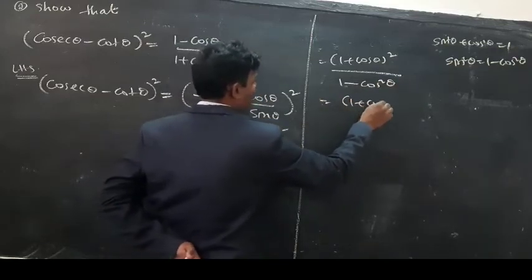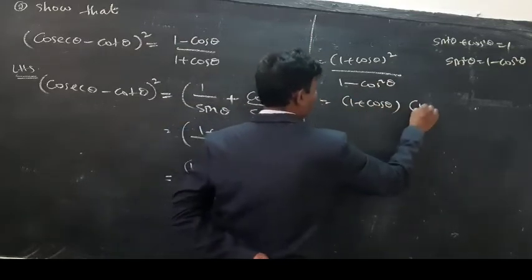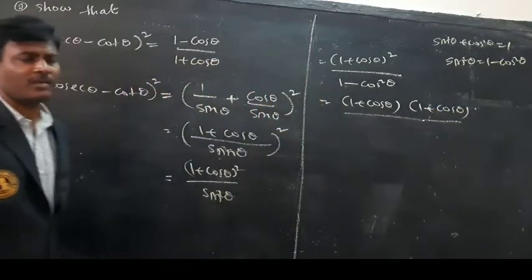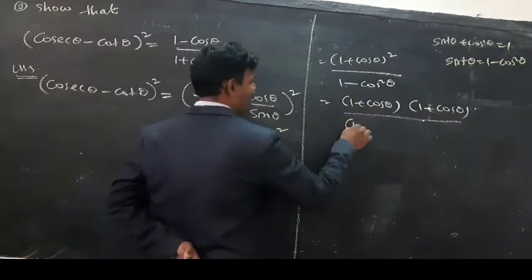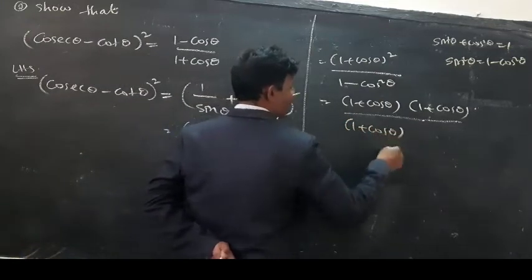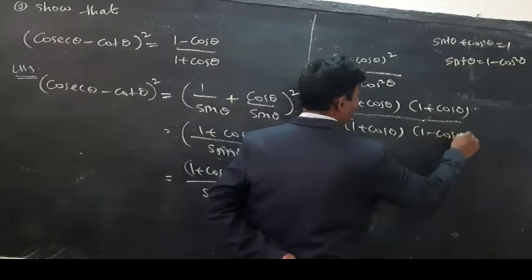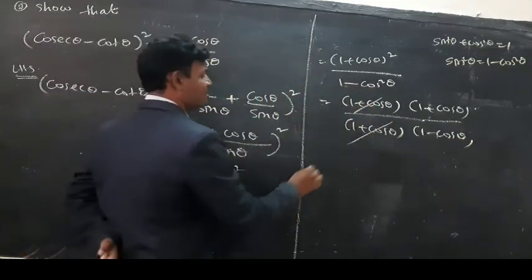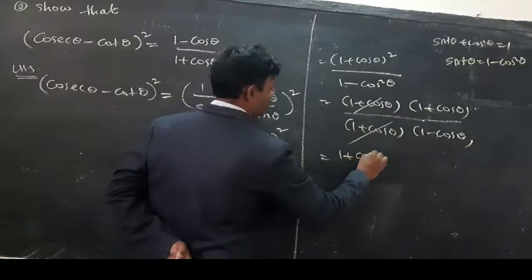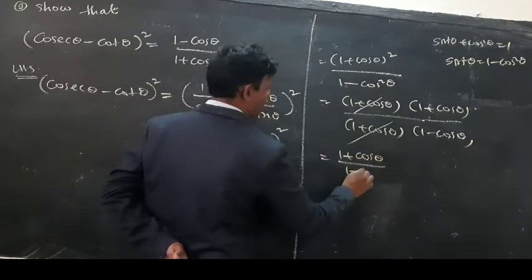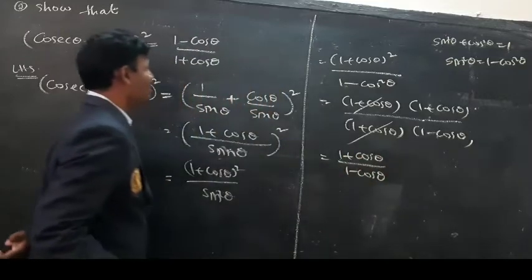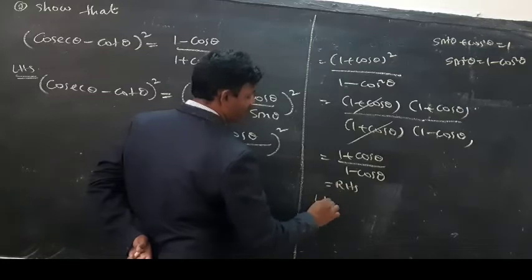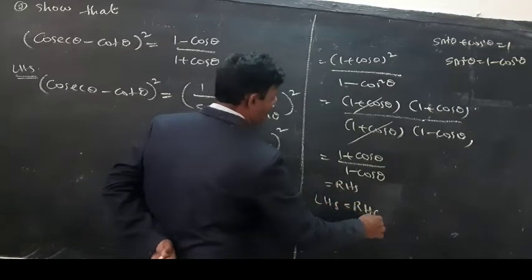So (1 minus cos theta) into (1 minus cos theta) by, in the form of a square minus b square. So what is the formula? (a plus b) into (a minus b). (1 minus cos theta) gets cancelled. So what is the remaining answer? (1 minus cos theta) by (1 plus cos theta). It is nothing but RHS. So finally the value of LHS is equal to the value of RHS.